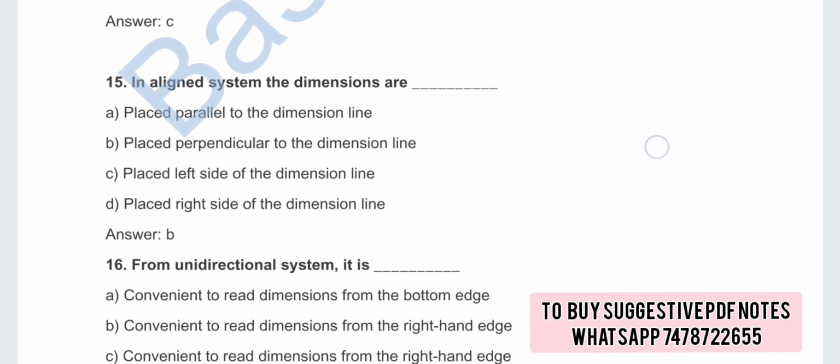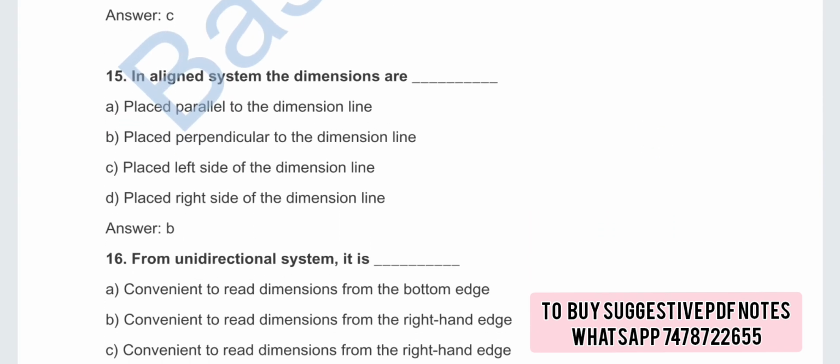Question number 15. In align system, the dimensions are dash, placed parallel to the dimension line, placed perpendicular to the dimension line, placed left side of the dimension line, placed right side of the dimension line. The answer is B, placed perpendicular to the dimension line.